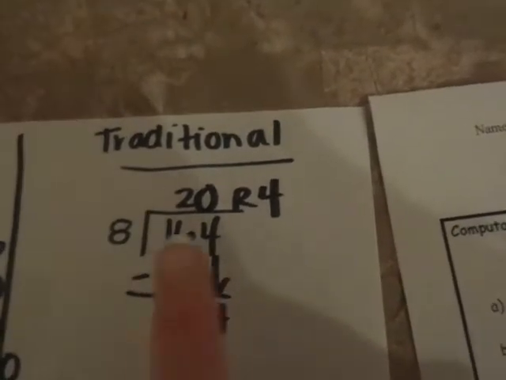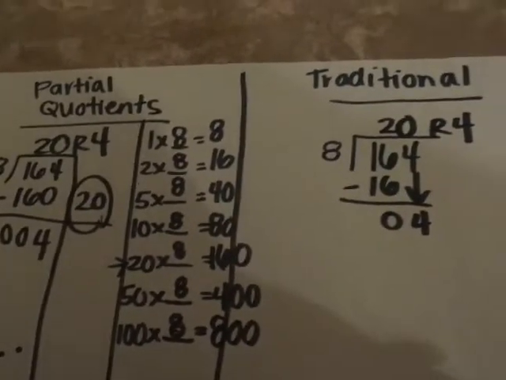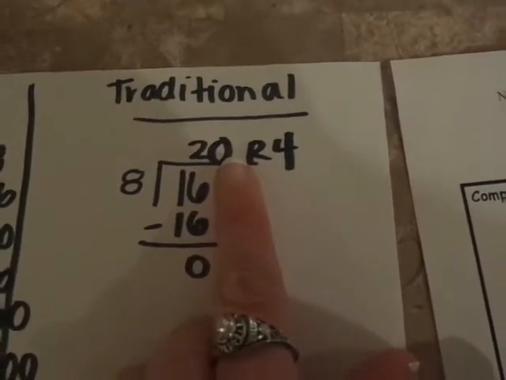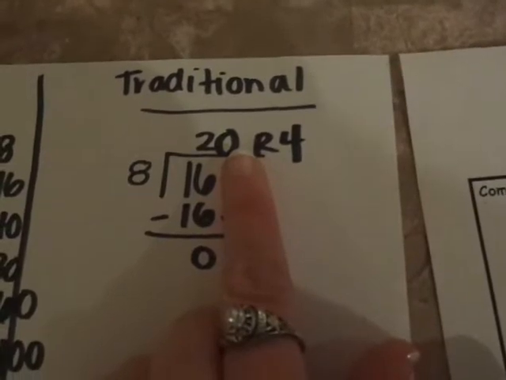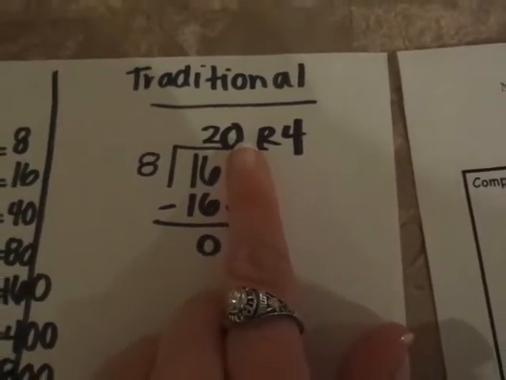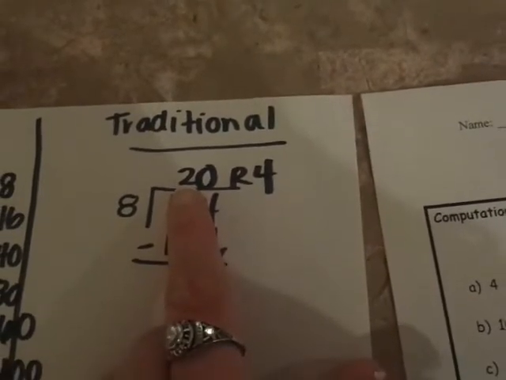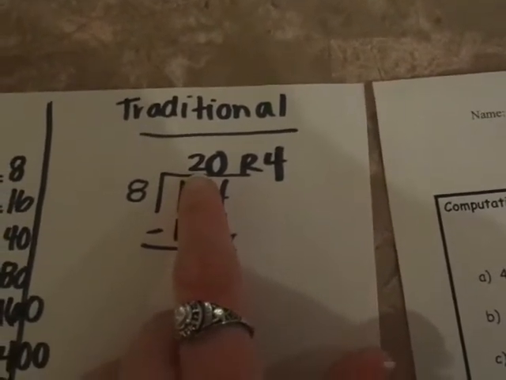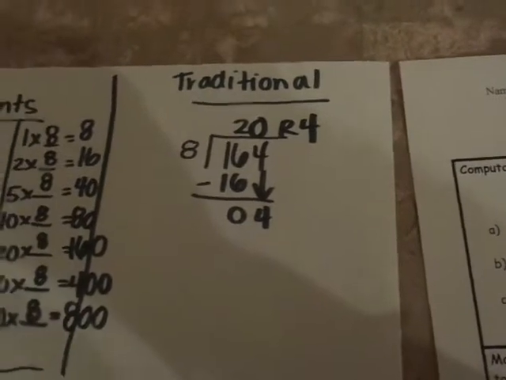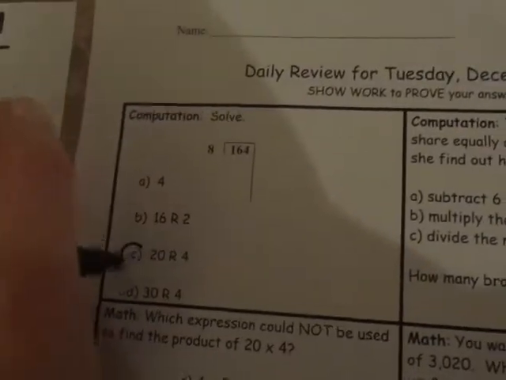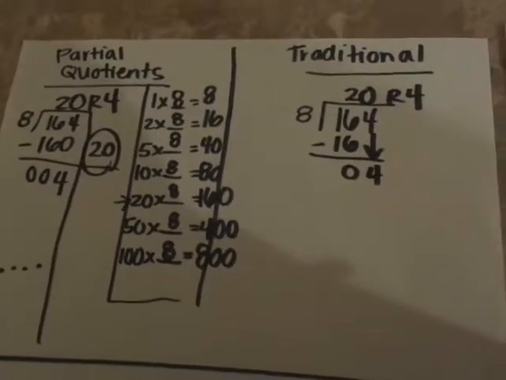This method works, but the reason I like partial quotients a little bit better is because this technically isn't 16. It's technically 160. And we lose focus of that sometimes. We also put a 2 up here thinking it's just a normal 2, but it's actually in the tens place. So both strategies give us the same answer of 20, remainder of 4. Best answer over here is C. Make sure you've shown your work. I've shown you both ways to solve it, so I want to see those on your paper.